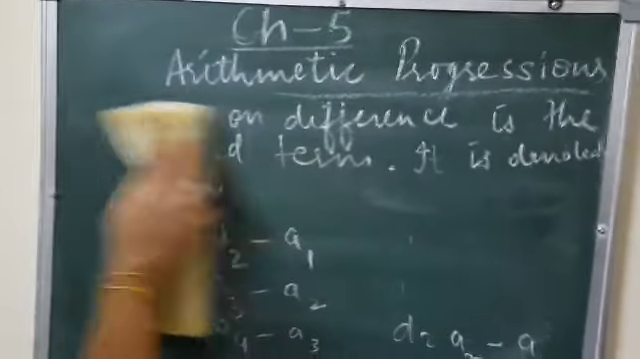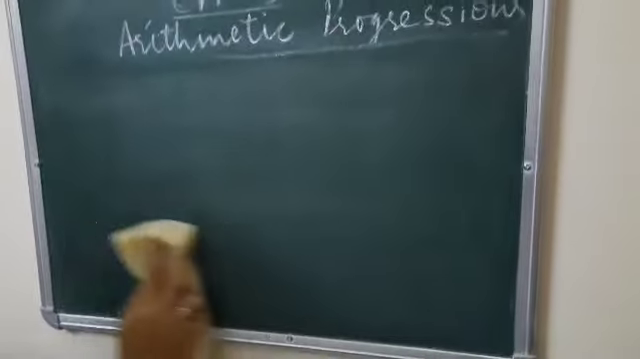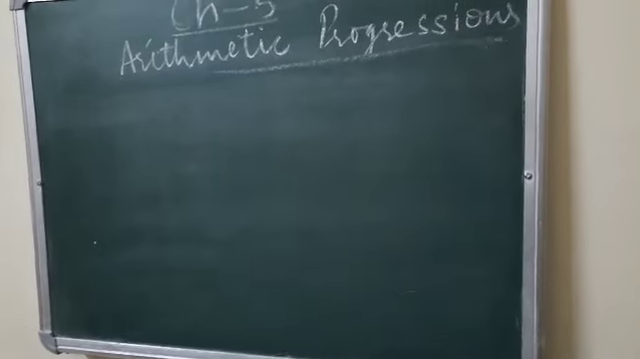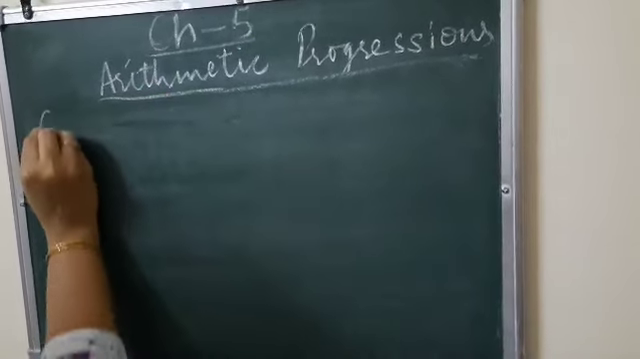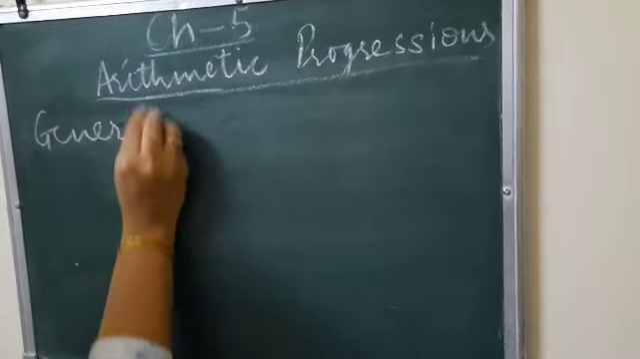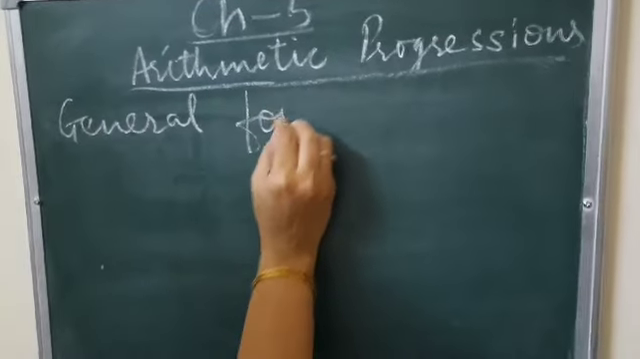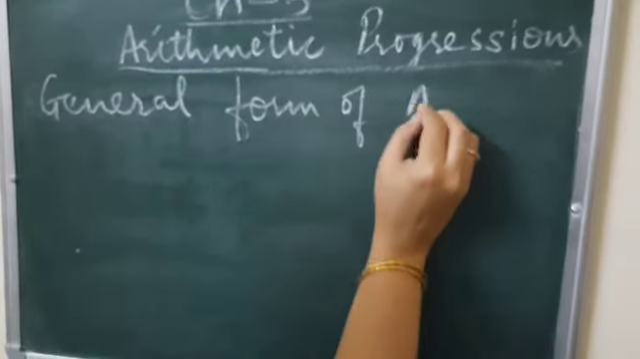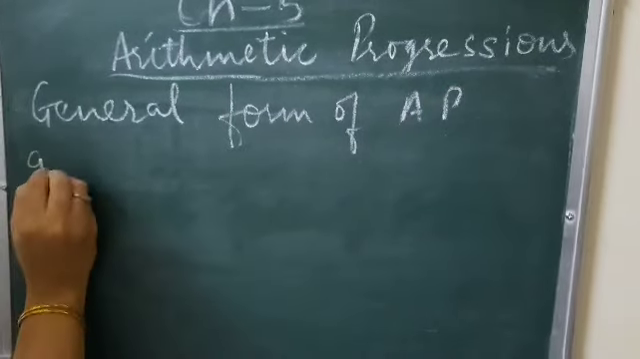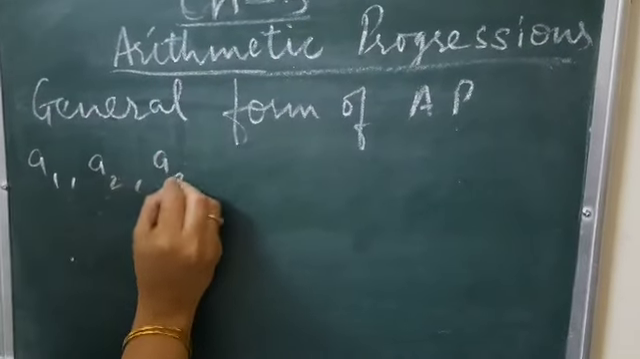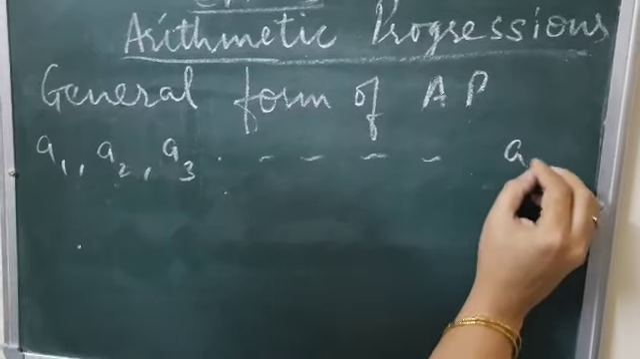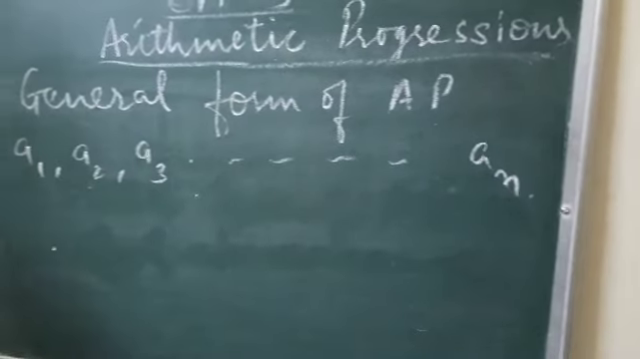Simultaneously you should write also beta. Just make the notes in your notebook. Now what is the general form of an AP? The general form of AP is A1, A2, A3, and so on till AN. This is the general form.